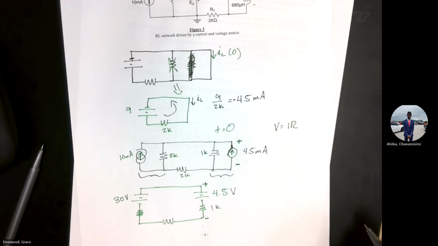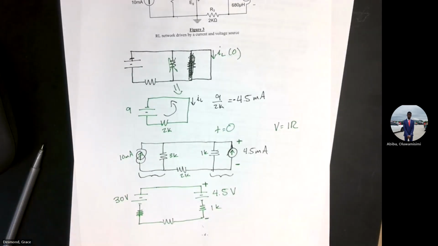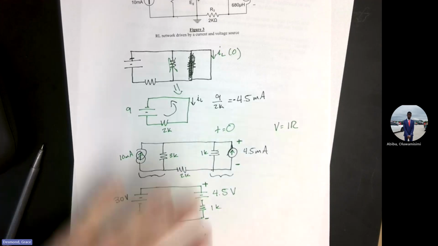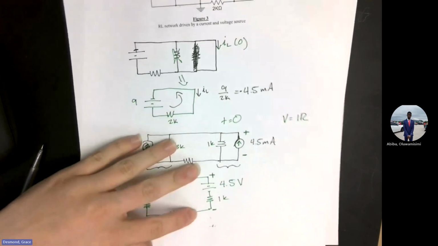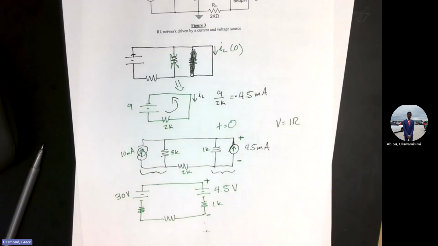What do y'all want to do? Y'all want to try to do nodal analysis and see if it works? Yeah. So if we were to find the voltage here after this was transformed, how would we go about doing that?